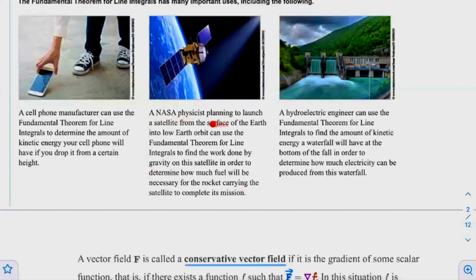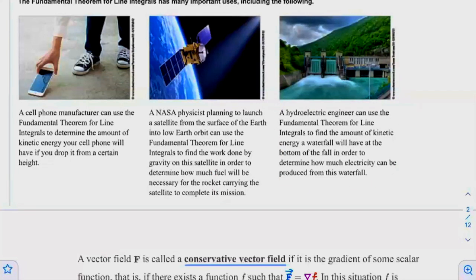The second paragraph right here. A NASA physicist planning to launch a satellite from the surface of the Earth into low Earth orbit can use the fundamental theorem for line integrals to find the work done by gravity on this satellite in order to determine how much fuel will be necessary for the rocket carrying the satellite to complete its mission. Okay, very good.